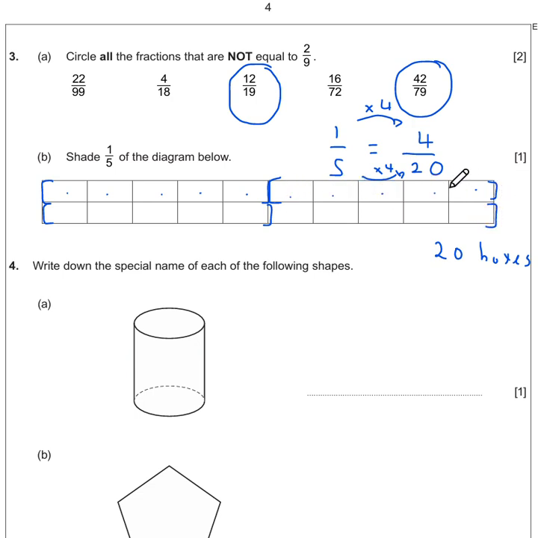So 1, 2, 3, 4, 5. We can shade 1 out of every 5 of those boxes. So whichever makes more sense, we need to be shading 4 out of those 20 boxes.